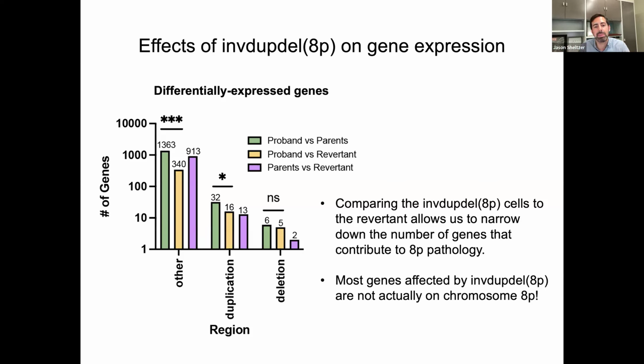So we saw almost 20 times more genes off of chromosome 8 that were affected by the inversion, duplication, deletion on 8p. And I think this underscores that 8p syndrome has significant impacts throughout the genome. And if you focus exclusively on the genes that are on chromosome 8p, you may be missing part of the causes of this syndrome, because so many of the genes impacted by this syndrome are actually on other chromosomes. So I think these are two significant things that we found from this analysis.